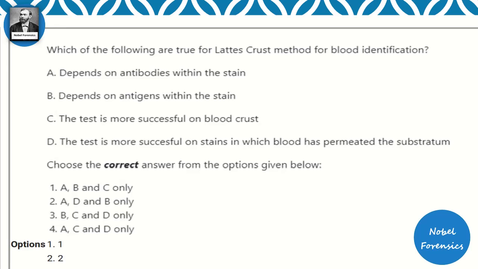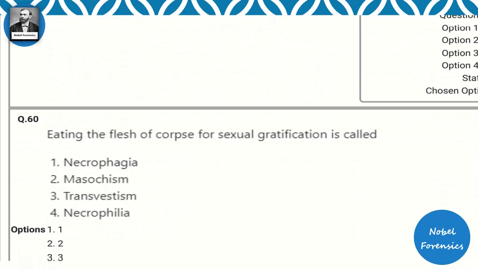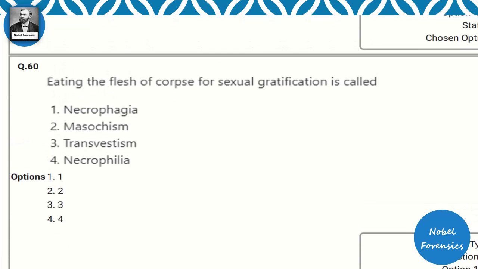The lattice crust method was invented and proposed by Leone Lattice especially for grouping dried blood, because it is not the same as wet blood, so it is somewhat problematic to group the blood. So for lattice crust, he gave an easy method. It depends on the antibodies within the stain, and this test is more successful on blood crust, and also more successful on stains in which blood has permeated the substratum. So A, C, D are correct. Option 4 is correct.